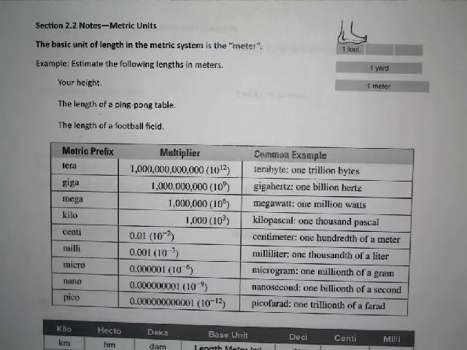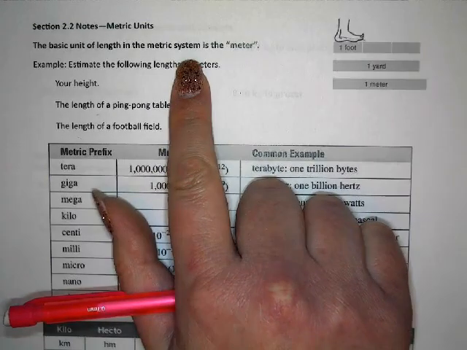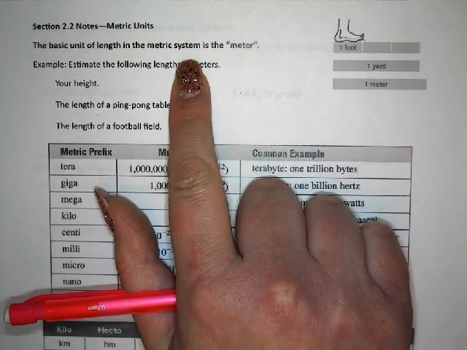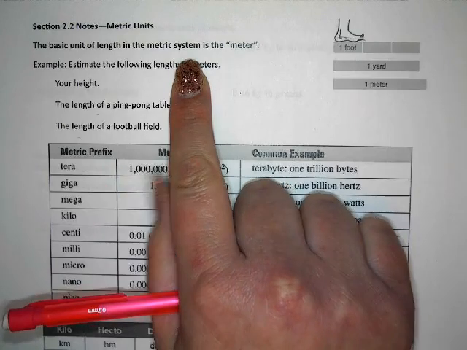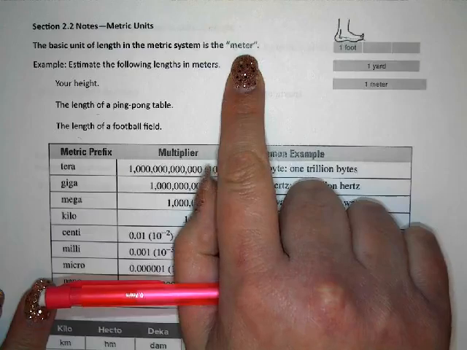This video is on section 2.2 notes, metric units and metric conversions. So the first thing we need to know about the metric system, which is the system that the whole world uses except for the United States, is that the basic unit of length in the metric system is the meter.